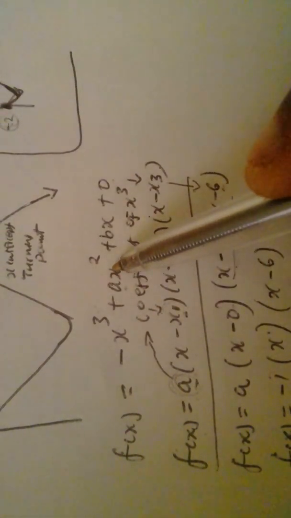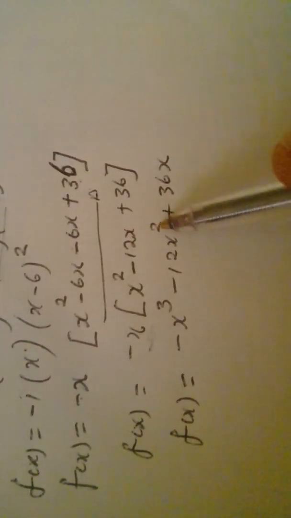So let's answer their question. The question was, what is the value of a? This a is the coefficient of x squared. So what is the coefficient of x squared? Negative 12. So a is negative 12.